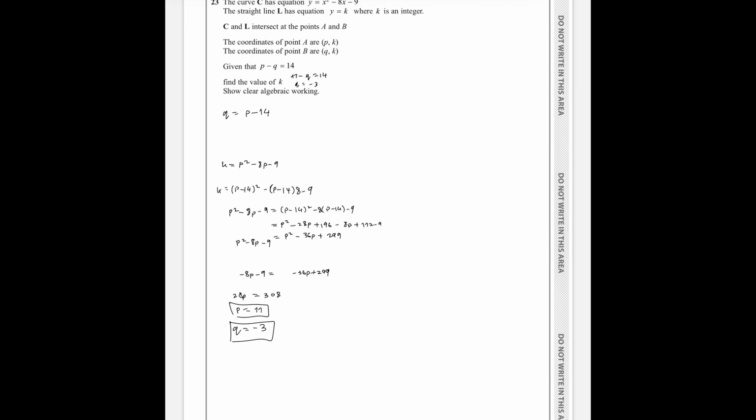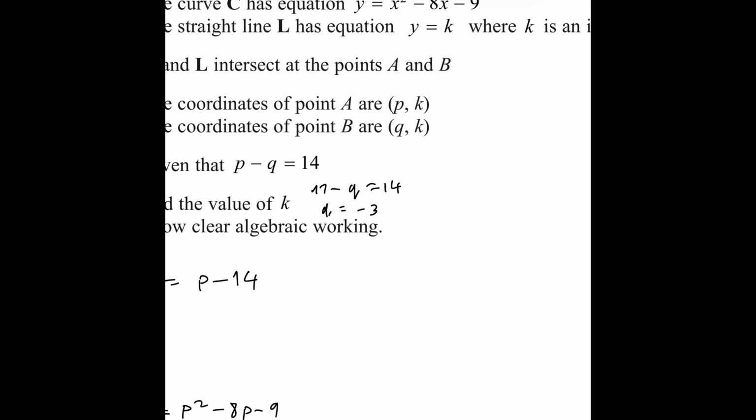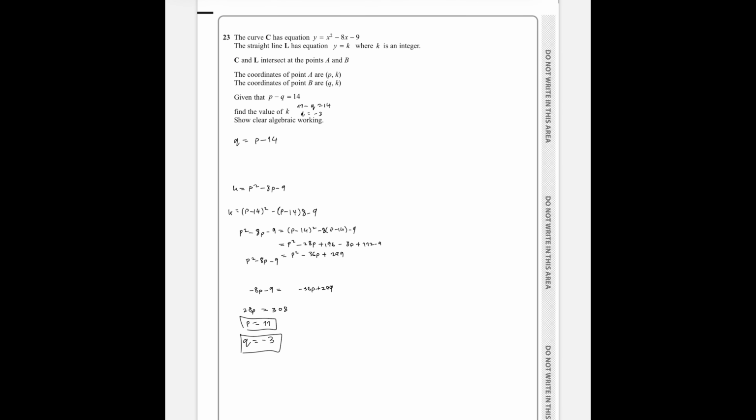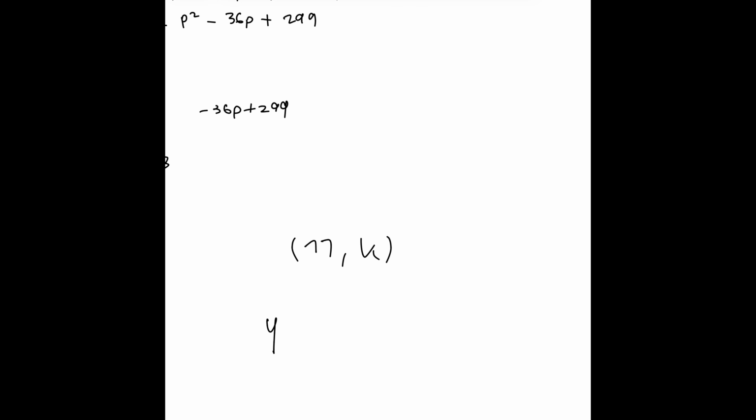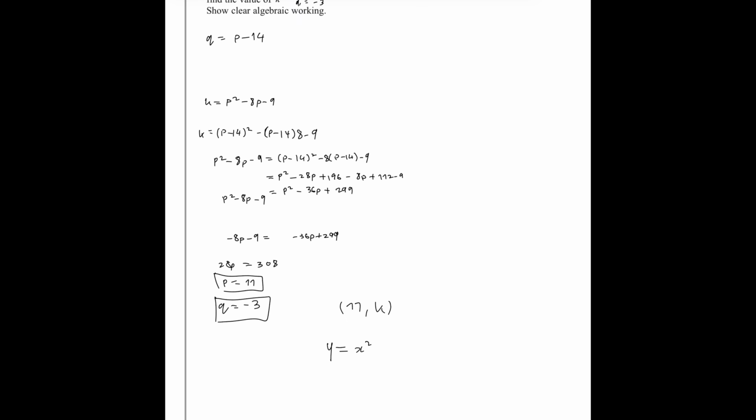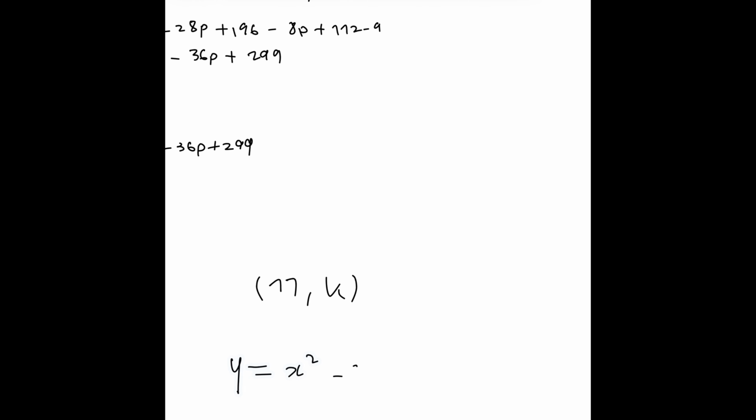And it's asking us for k actually, so we've got to use one of the values. So we have the point pk and qk, so just choose any one of them. So pk is technically just 11k, and just use the equation at the start. Y is equals to x squared minus 8x minus 9.